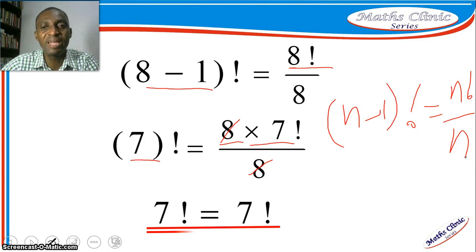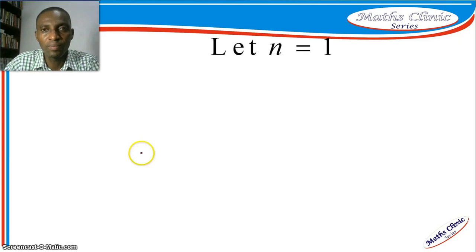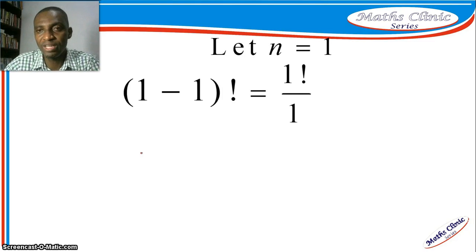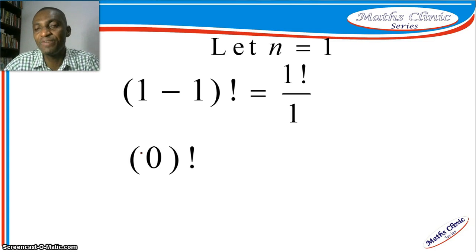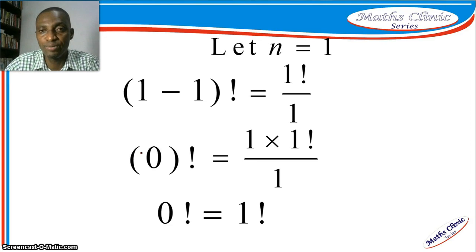So if we assume n to be 1, then we substitute 1 into that formula and say 1 minus 1 all factorial should give us 1 factorial over 1, right? So 1 minus 1 is 0 factorial, and 1 factorial divided by 1 will still give us 1. So therefore we can say 0 factorial is equal to 1, and that is the proof that 0 factorial is equal to 1. So that is that for this.